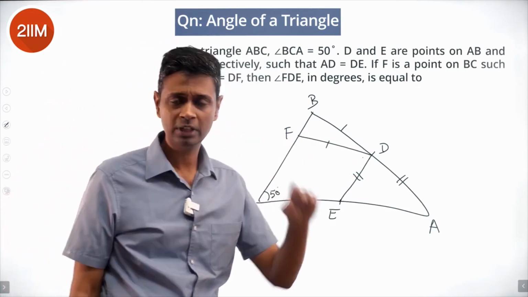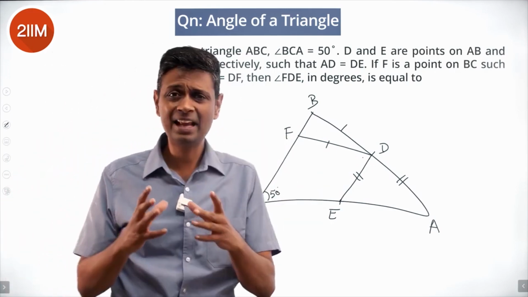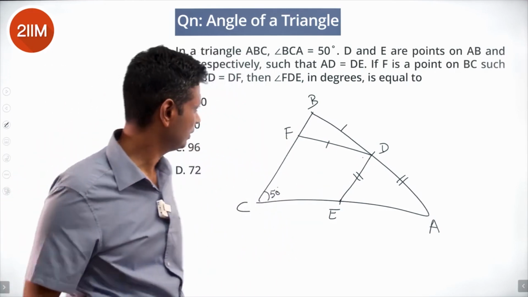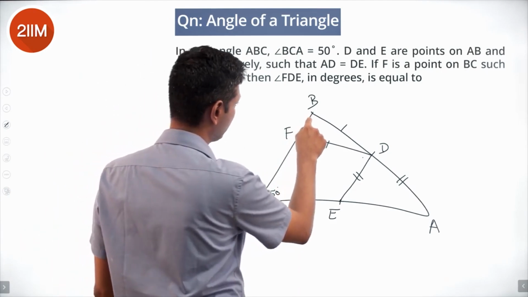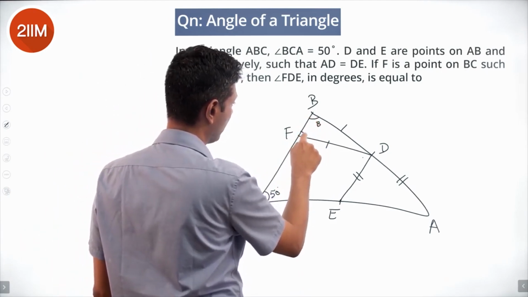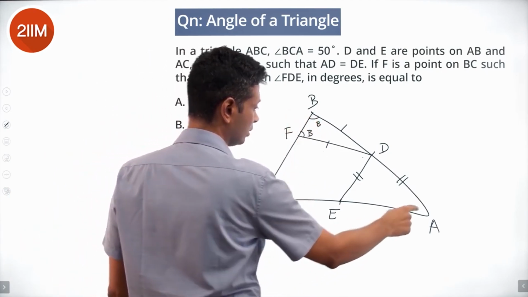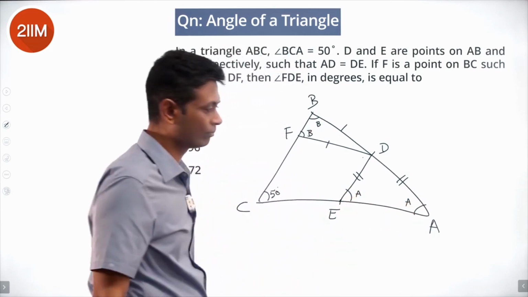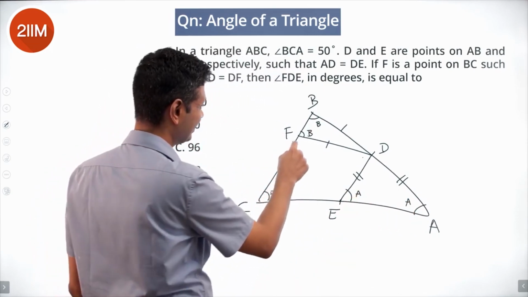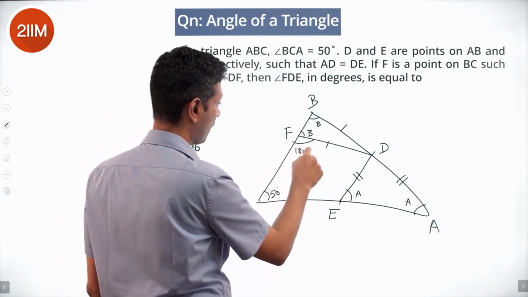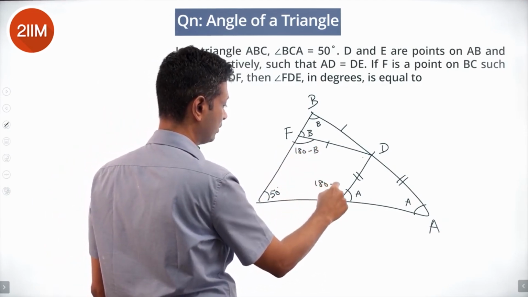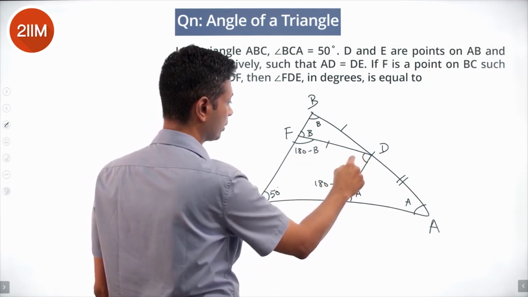This angle. Right? I'm going to talk about angles A, B, and C of triangle ABC as angle A, angle B, angle C. And so this angle is angle B. This will also be angle B, isosceles triangle. This angle is angle A. This will also be angle A. Straight away I can say this angle is 180 minus B. This angle is 180 minus A. What we need to find here is X.